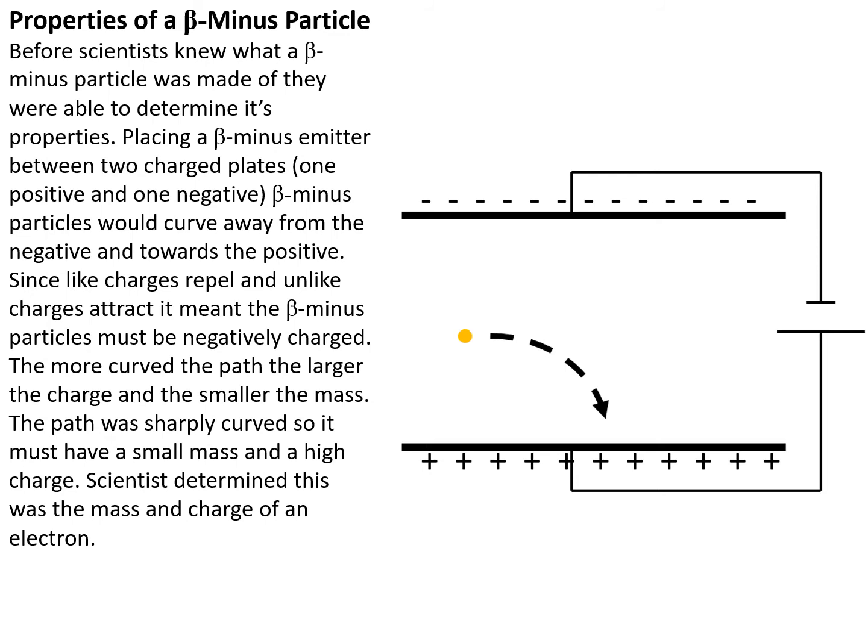The more curved the path, the larger the charge and the smaller the mass. The path was sharply curved, so it must have a small mass and a high charge. Scientists determined this was the mass and charge of an electron, demonstrating that the beta minus particle was in fact a fast-moving electron being emitted by the nucleus during a radioactive decay.